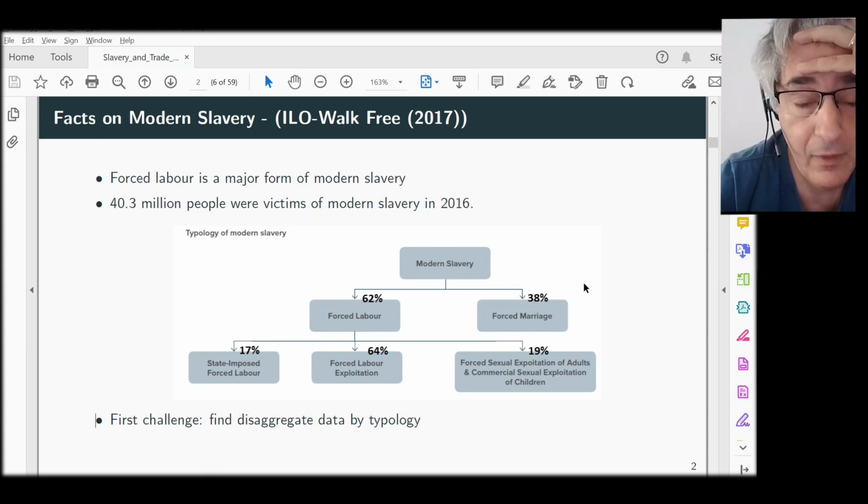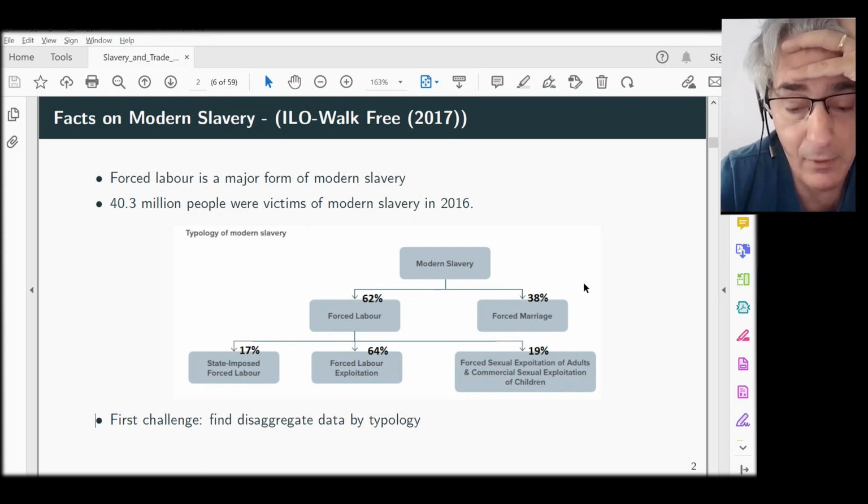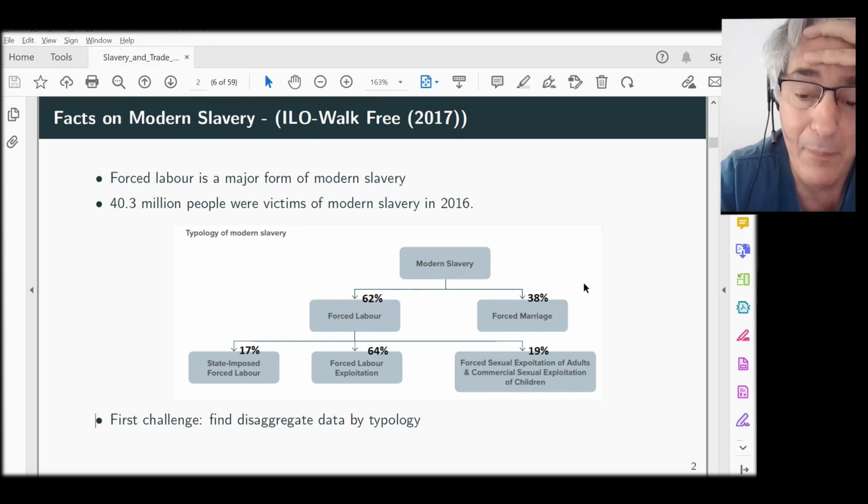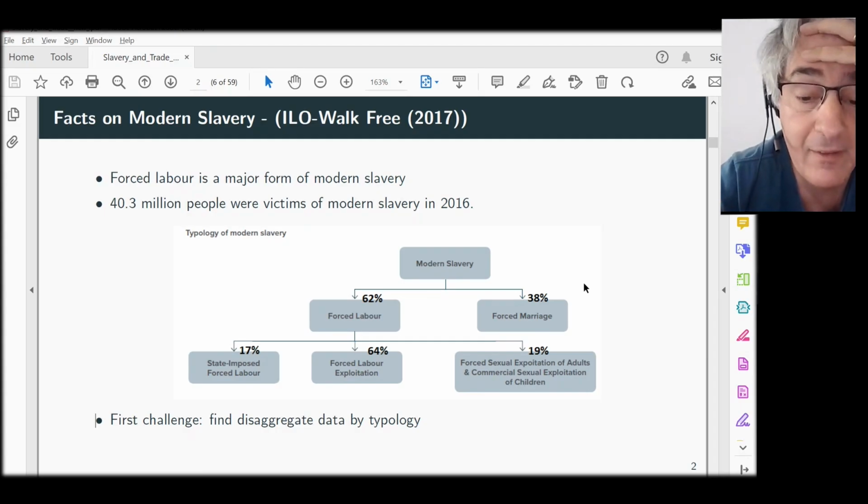So according to the Walk Free Foundation, 40 million people were victims of modern slavery in 2016. 62% were in the category of forced labor. But there are also different forms of forced labor. All of them are very dramatic. Now, there is not a hierarchy of pain, but about 20% is sexual exploitation. 17% is imposed by the governments.